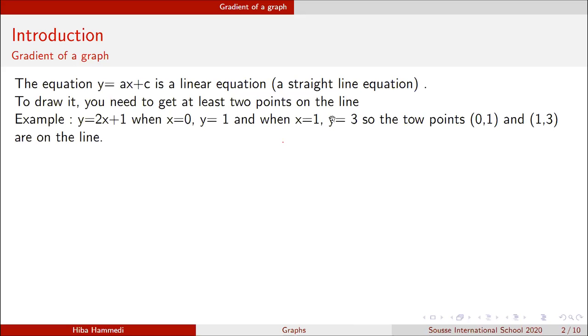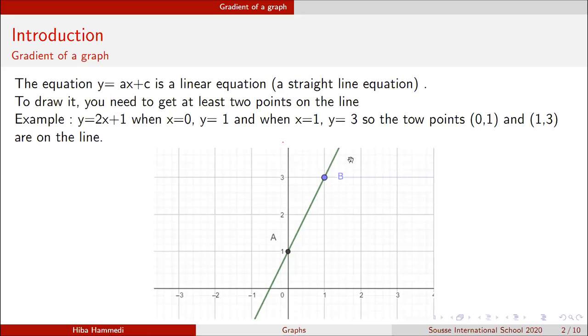If I take, for example, x is equal to 1 and substitute in here, I get 2 times 1, which is 2, plus 1 is 3. So the second coordinate, or the y coordinate, is equal to 3. So taking these 2 points, (0, 1) and (1, 3), I know that those are on the line. So just plot these 2 points on the grid like that, (0, 1) and (1, 3), and linking those together, I will get the representation of this line, or the graph of that line directly.